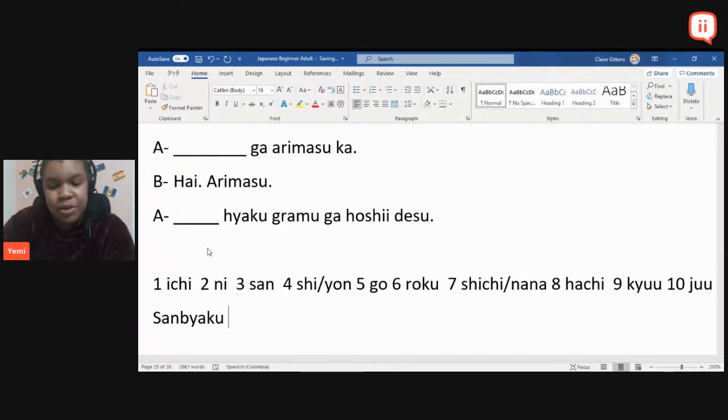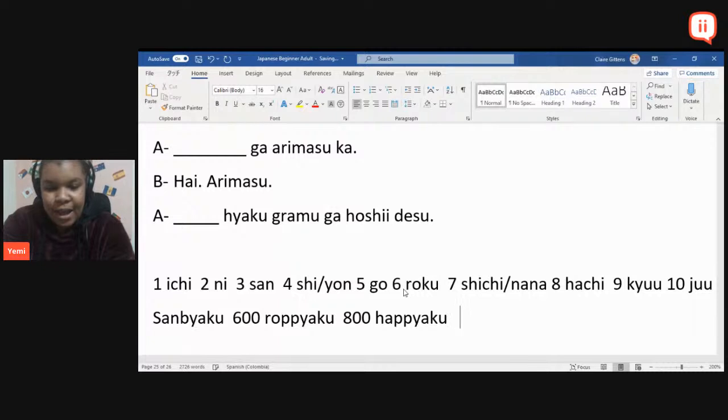Yonhyaku is okay, yonhyaku. Gohyaku, roppyaku. This is different. So for 600, roppyaku. Okay. Nanahyaku, happyaku. For 800, happyaku. Okay. So these words tend to merge with other things quite often. San and roku and hachi. Okay. Kyuhyaku. Okay.